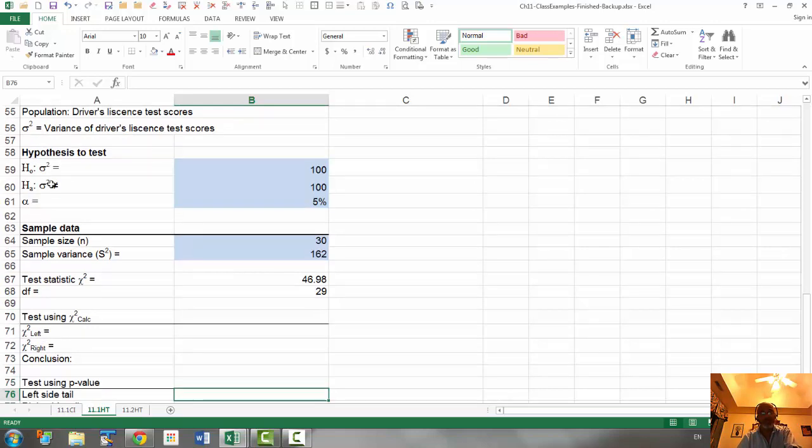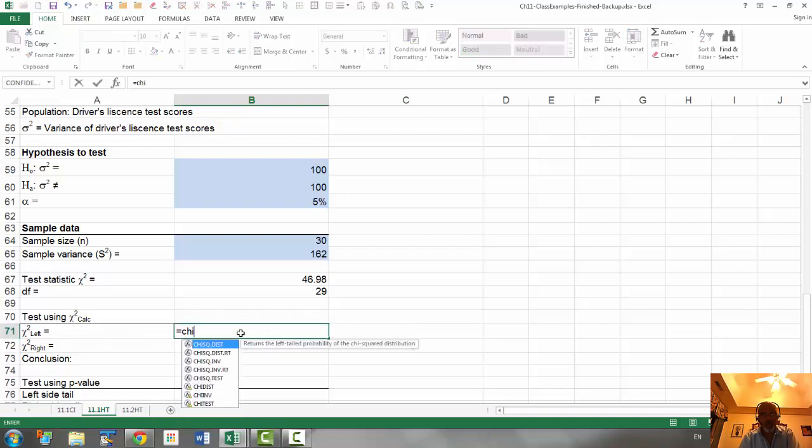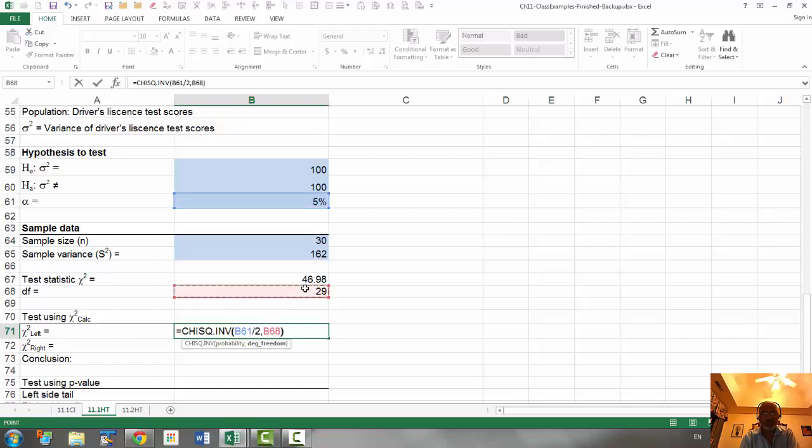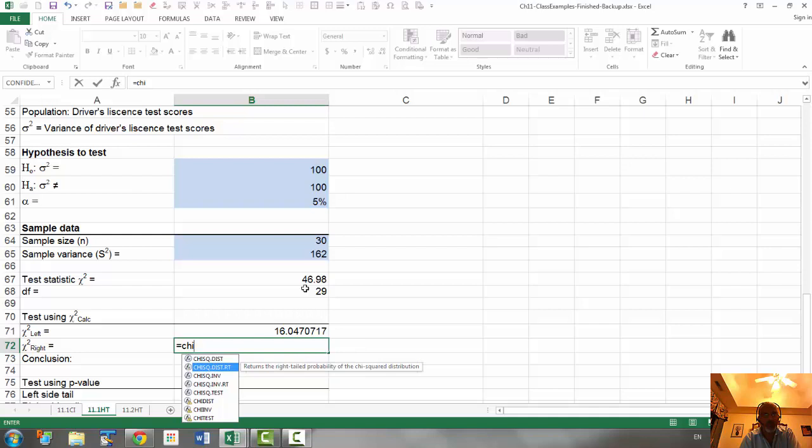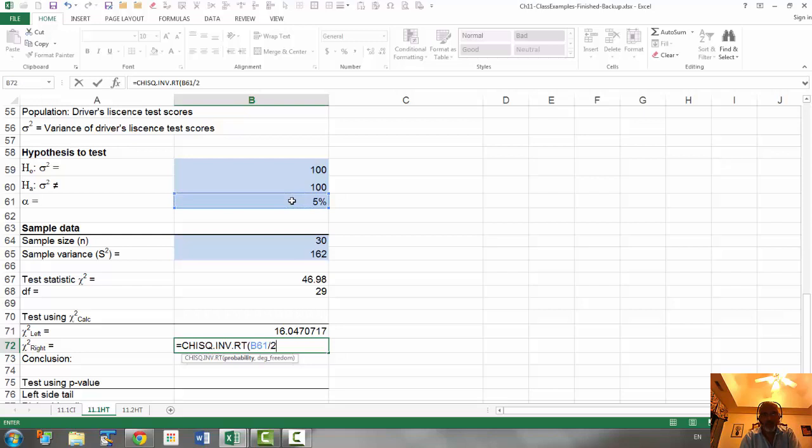This is a two-tailed test, so we have two different chi-squared table values. The left side table value is given by chi-squared dot inv. Now the alpha value should be distributed to the two tails, so it is alpha over 2, not simply alpha, and the degrees of freedom is that cell. So that's the left side chi-squared table value. The right side chi-squared table value is chi-squared dot inv dot rt, and once again alpha over 2, and then degrees of freedom.